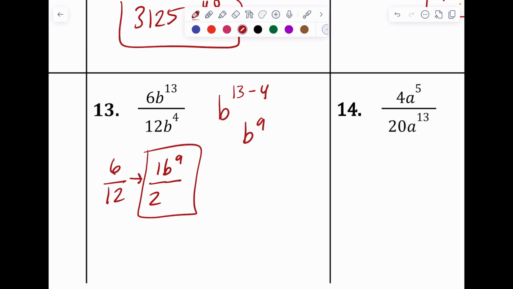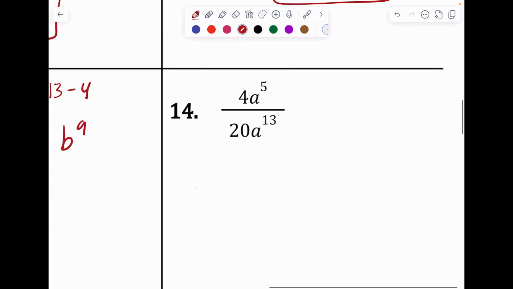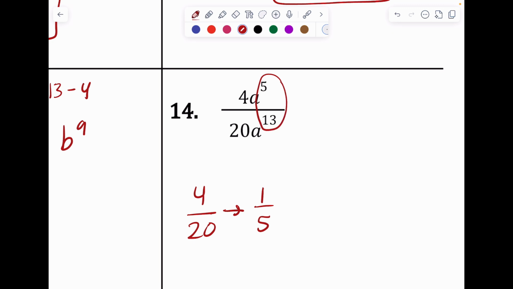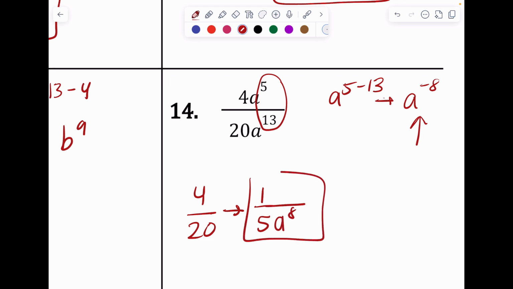And last question, we have number 14. Again, what you want to do is take your fraction and simplify it. So 4 divided by 20 simplifies to 1/5. Take my exponents, here's quotient property. 5 minus 13 gives me a to the power of -8. Now here we have our negative rule, where we want to get rid of that negative, so we have to put it in the denominator to make it positive. And that's my answer.